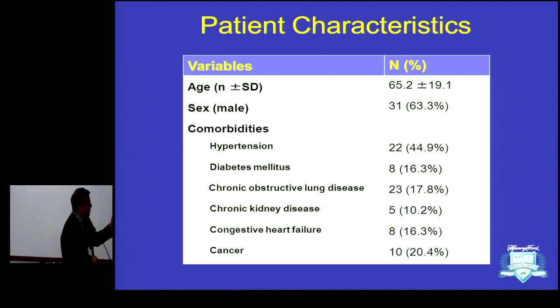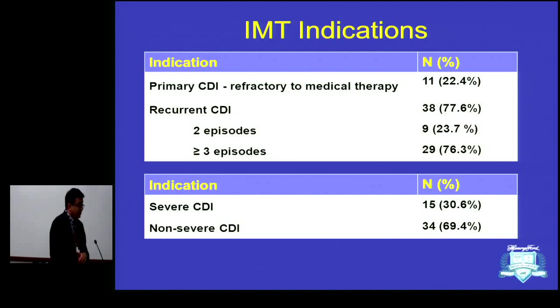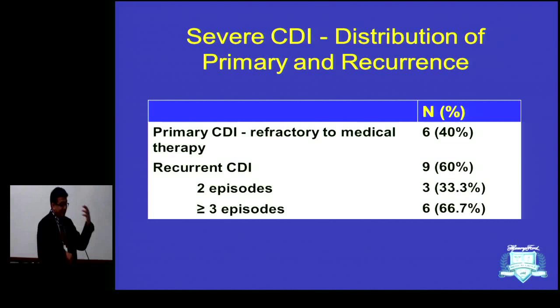So if you look at indications, 11 people had primary CDI, which were refractory to conventional medical therapy. And 38 had recurrent CDI, of which a predominant portion of them, at least three-fourths of them, had more than three episodes of recurrence. Severe CDI, 15 patients had the definition I mentioned earlier, and non-severe CDI was 34, or about two-thirds of the population. If you look at the severe CDI, 15 patients, six of them had primary CDI refractory to medical therapy, and nine of them had recurrent CDI.